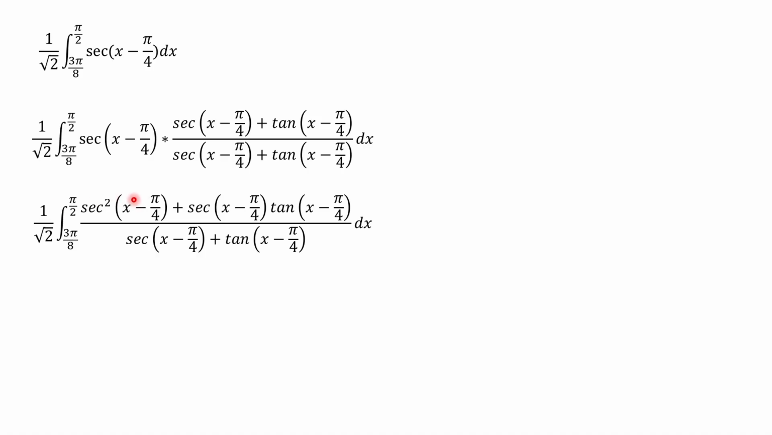And when you simplify, we get this guy, which is sec squared plus sec tan over sec plus tan. And this is really handy because we may be able to then recognize that we can use this formula, which is if we have a function on the denominator and its derivative on the numerator, when we integrate it and times it by some kind of constant, it should equal the natural log of the function.